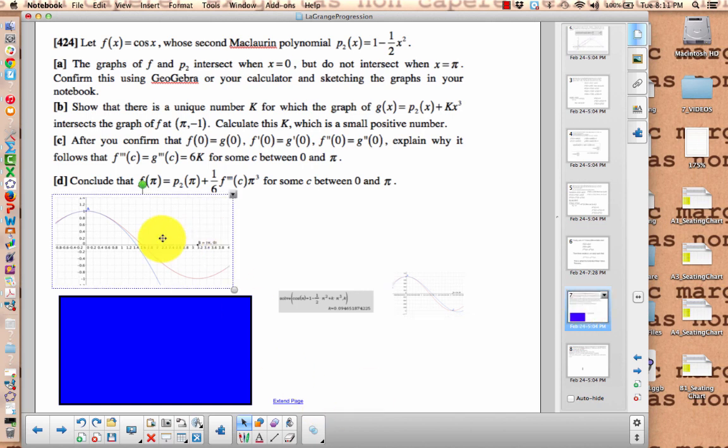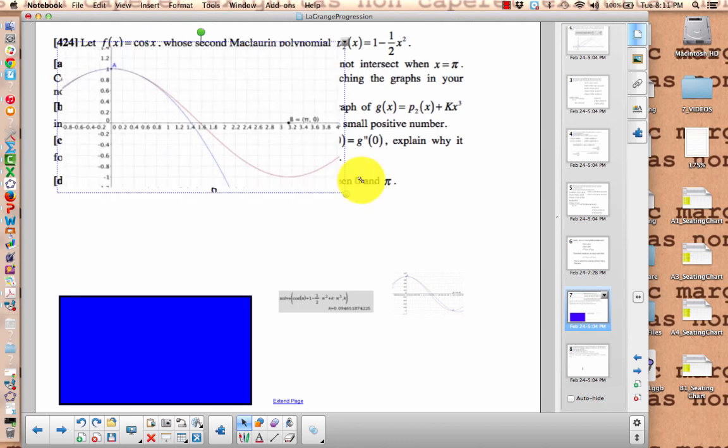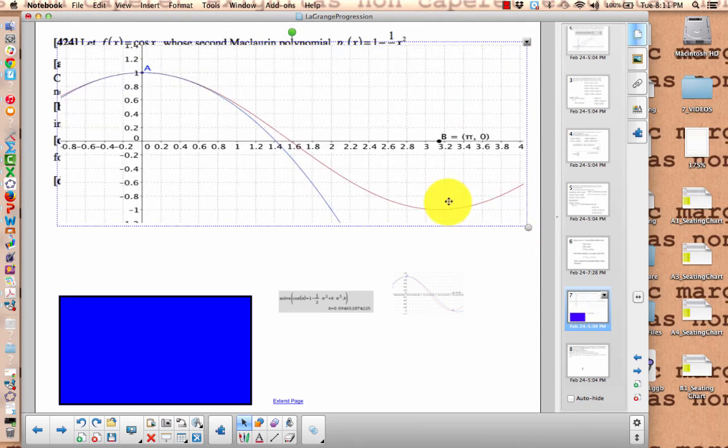Okay, so here's the picture. The blue curve is the polynomial, and the red curve is the cosine function. You can see that they intersect at a, which is (0, 1), but they do not intersect at pi. This is the x value for pi, but should be down here on the red curve. But obviously the blue and the red curve don't intersect there. Okay, so we verified what they asked us to verify.